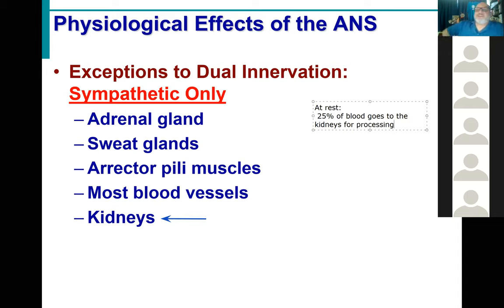Processing. So while you're sitting here at rest, 25% of your blood is going to the kidneys to be processed. All right. And how important is that filtering of the blood by the kidneys? Very. Yeah. If someone were to come and rip two of your kidneys out of your body, how long would you survive without that?